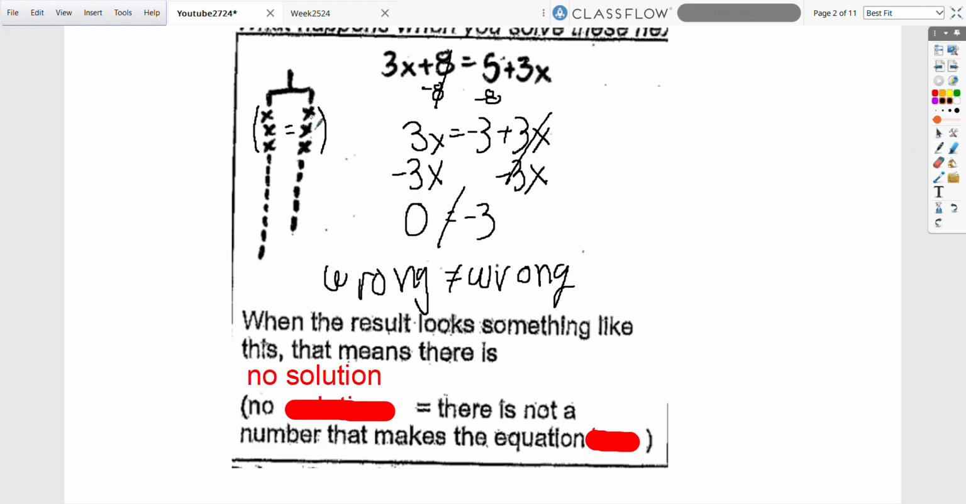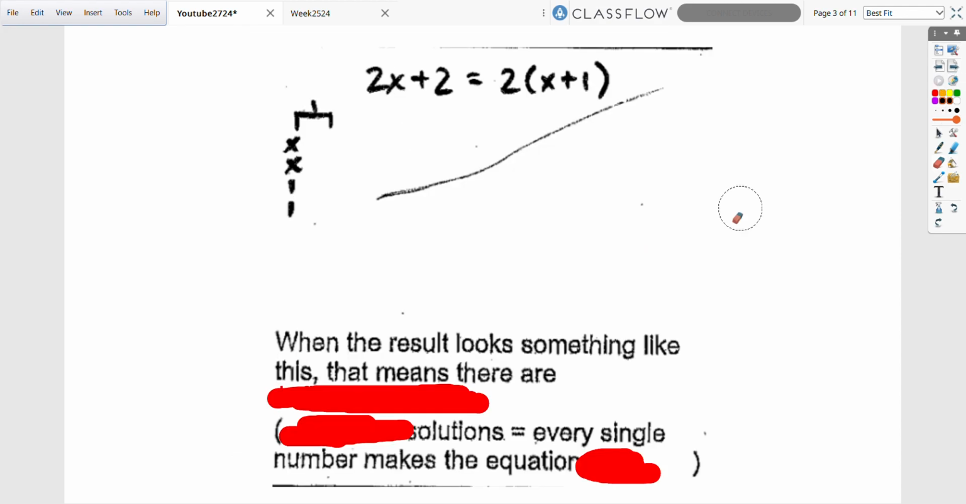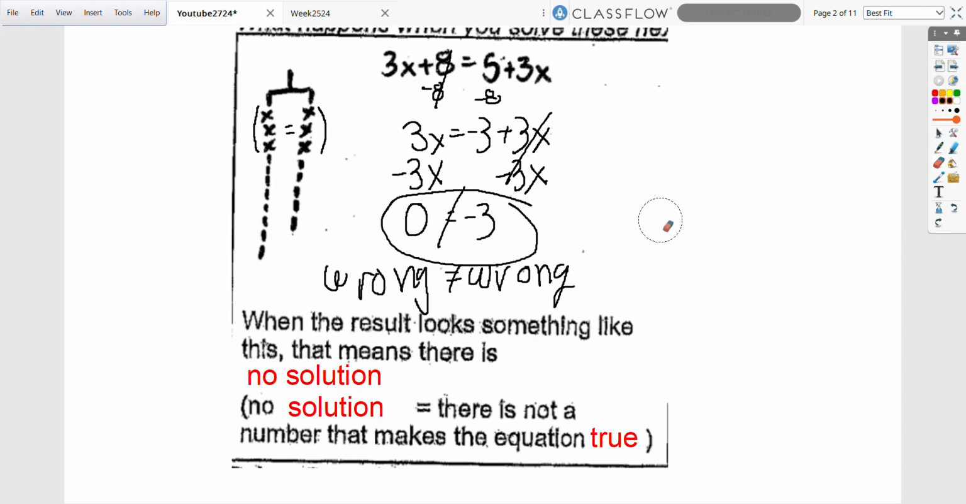Because there isn't a single number that would make this true. Think about it. If you have 3x's here and then 5 and then 3x's here and then 8, how could they be the same thing? It's the same amount of x's and then 5 and 8. It doesn't make sense, right? So whenever we end up with something wrong like that and there's no x there, that means there is no solution. There is not a single number that makes it true. So your answer is actually no solution, no answer, okay? So sometimes you will have no answer.